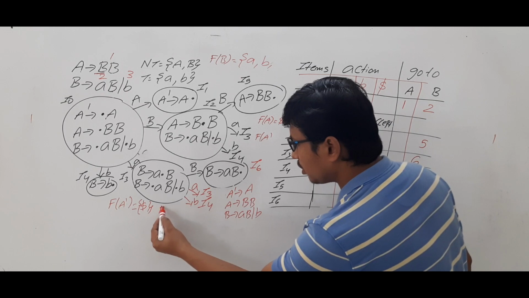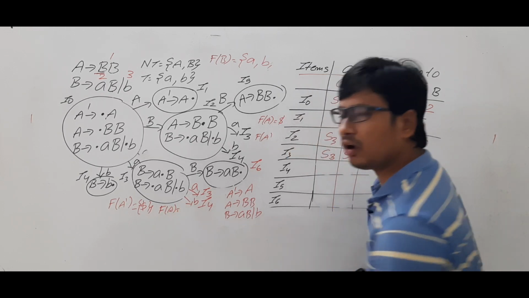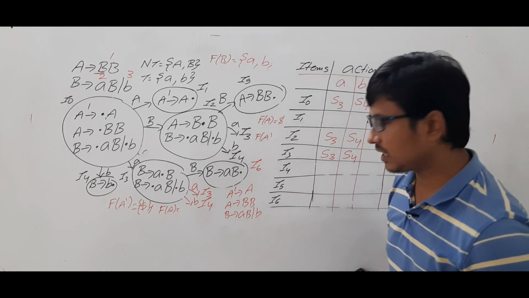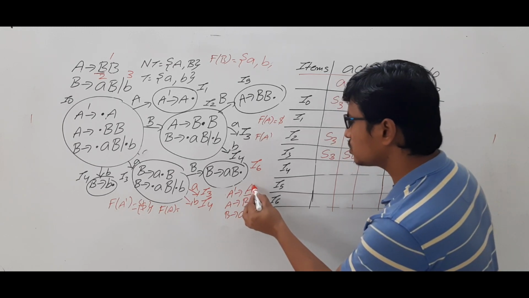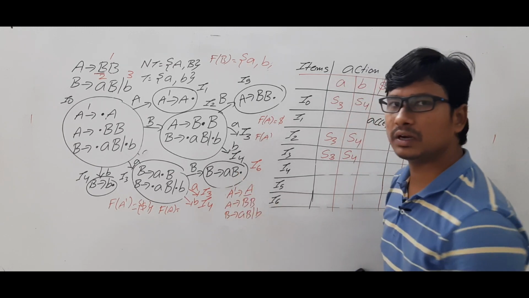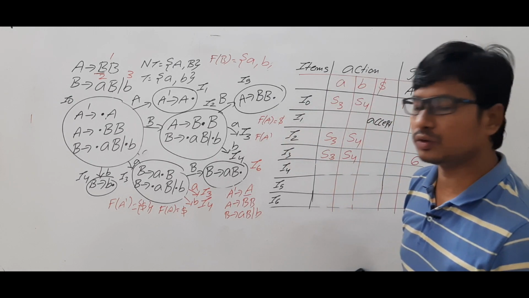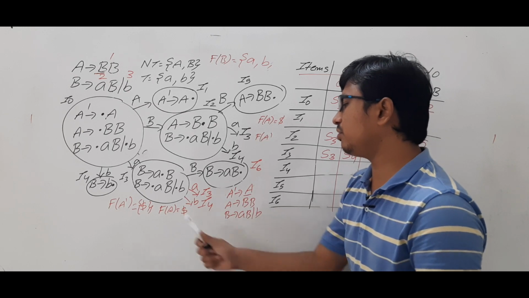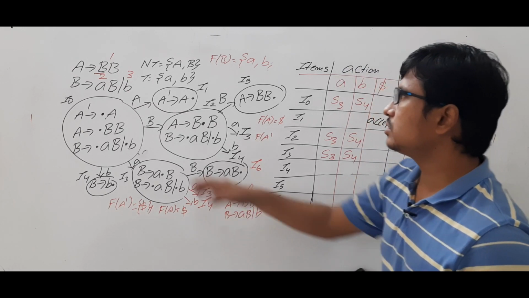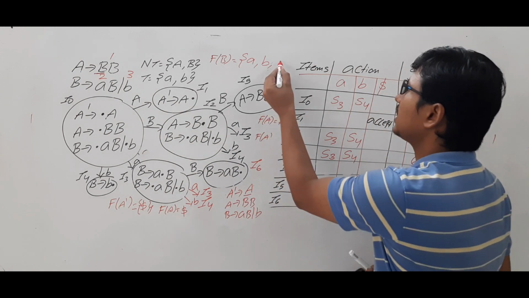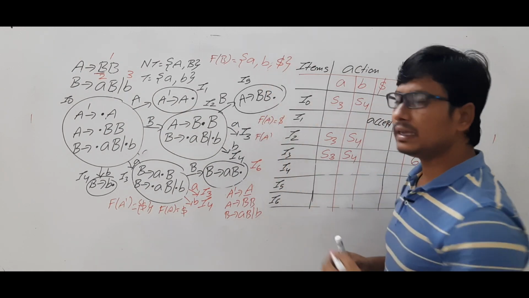Now come to the follow of A. Follow of A is what? Where the A is there in the right hand side. Here it is there. So follow of A is nothing but follow of A dash, which is dollar. Even like this also I can say that follow of A is dollar only. So from this one, follow of B is follow of A, so you will get the dollar here. Is it clear?